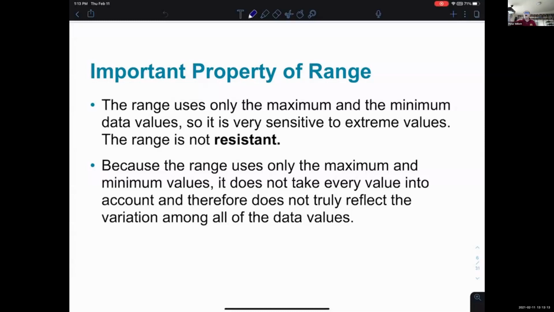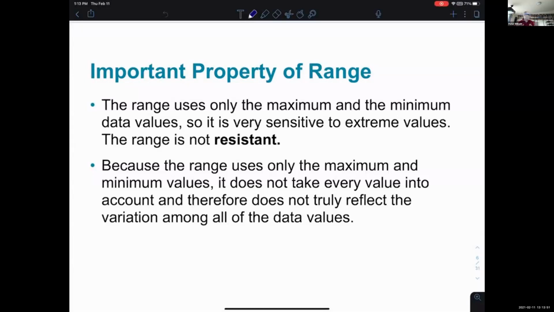If there was some extreme high value, well, that would immediately be one of the only two numbers you used in your range calculation. And so that would change your range completely. So because it is not resistant to that, then they say the range as a calculation is not resistant. Because the range uses only the max and the min values, it does not take every value into account, and therefore does not truly reflect the variation among all of the data values.